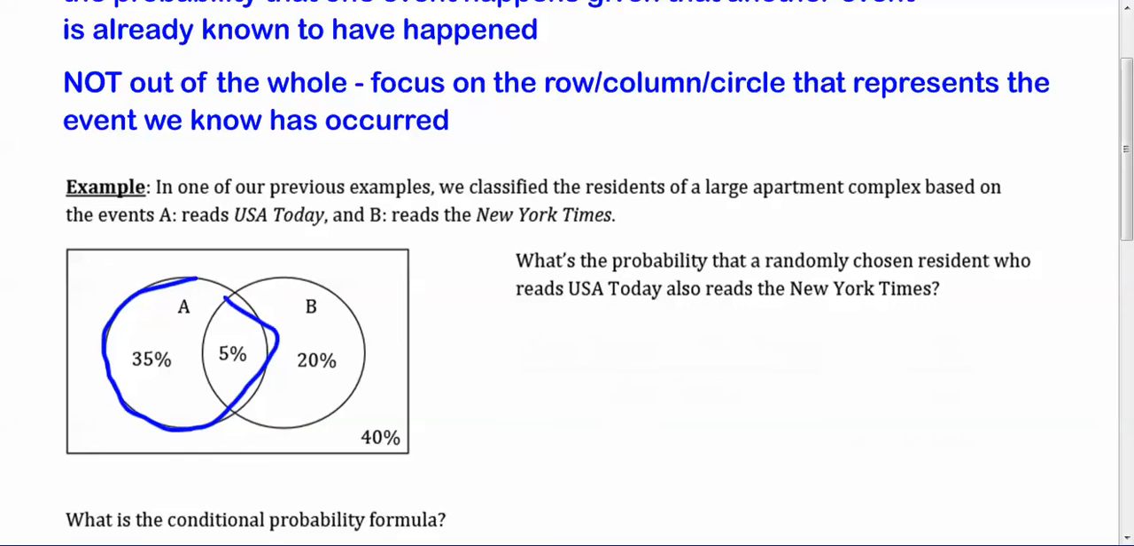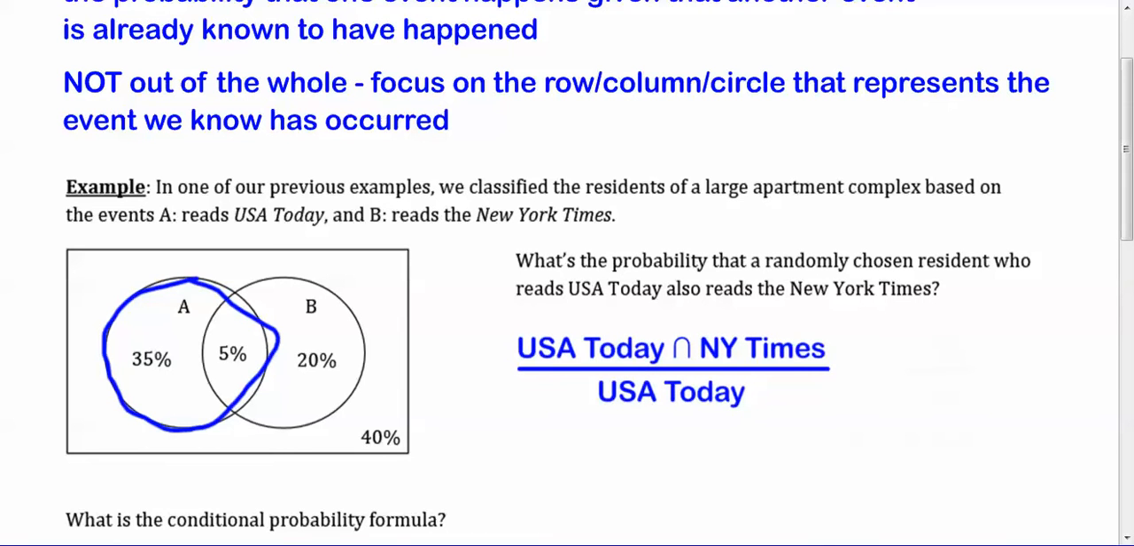So this circle represents those that read USA Today. So out of people that are in this circle, out of those people who read USA Today, what's the probability they also read the New York Times? So this, again, is a conditional probability. To get it, I'm going to consider what's the probability that someone reads USA Today and the New York Times out of everyone that reads USA Today. Now I'm going to be looking at the entire circle.